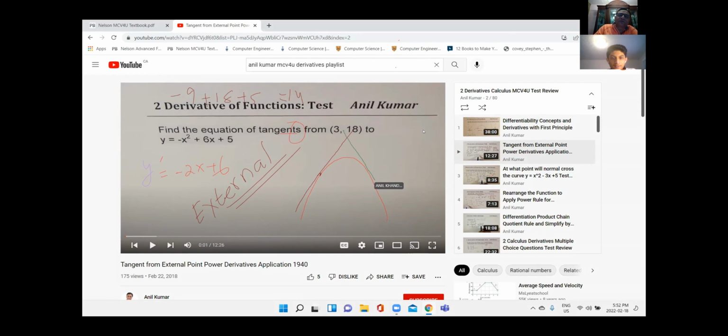Yes, sir. Because this point (3, 18) is outside the curve. Now tell me, how will you answer? We have an external point (3, 18) and we found the derivative to be minus 2x plus 6. Tell me, how will you answer this question?